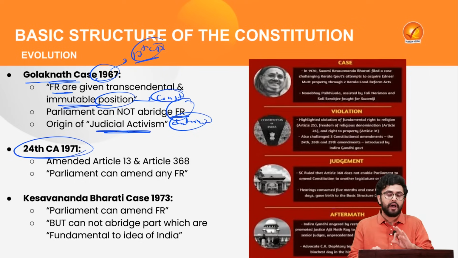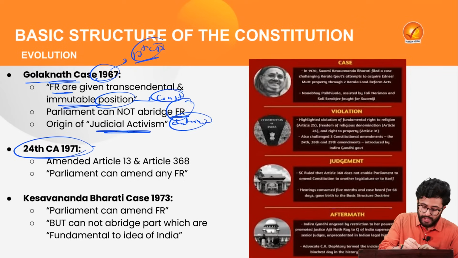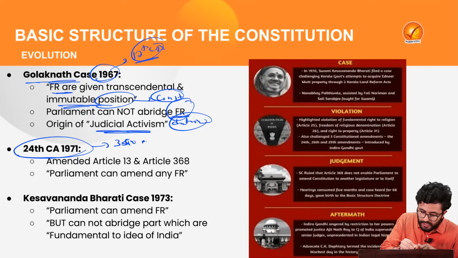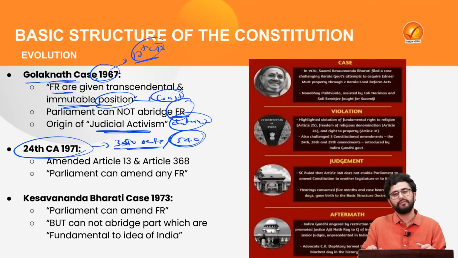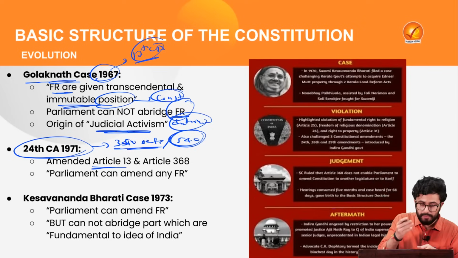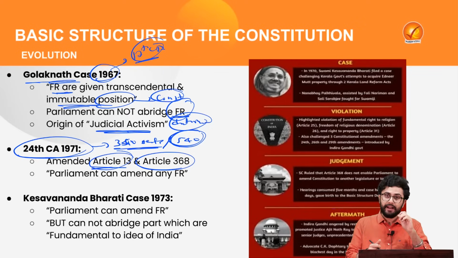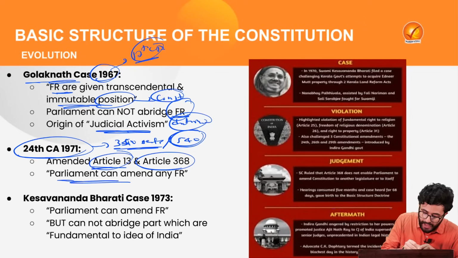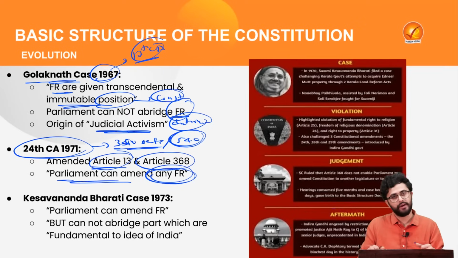Keep this in mind that now the Indira Gandhi government had come into power with popular slogans such as Garibi Hatao, and the government at that time held an absolute majority of almost 350 seats out of the total 540. Thus, the government enacted and amended Article 13 and Article 368 both. And now it held that Parliament can amend any fundamental right.